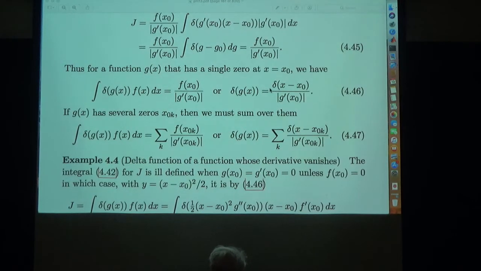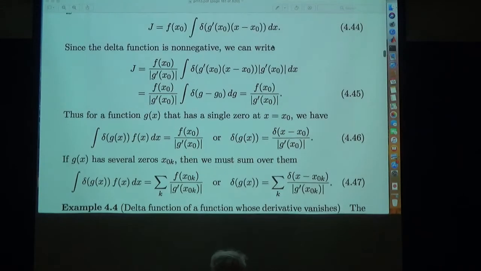Could you repeat how you got to 4.45? How I got to 4.45? Yeah, from the one before that. Right. All right, let me say, first of all, I agree with you. I think that I haven't made that crystal clear. So let's see.